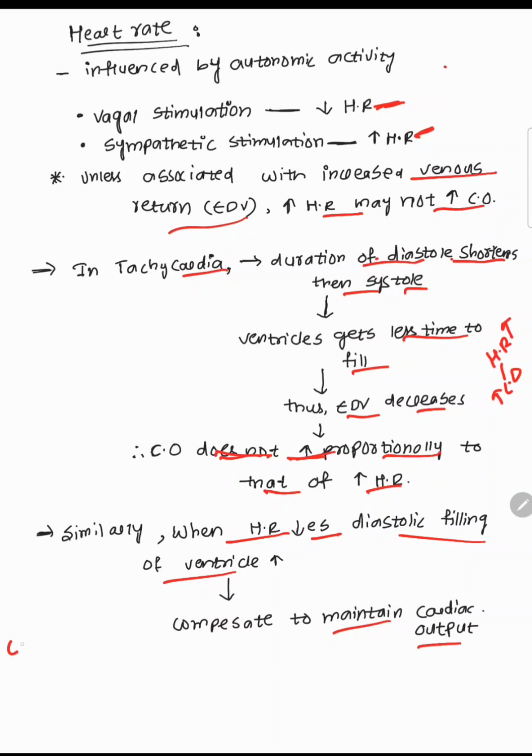See what we discussed: cardiac output is equal to stroke volume into heart rate, right? Stroke volume and its factors: preload, myocardial contractility, afterload. Heart rate is determined by vagal stimulation and sympathetic stimulation. So these are the factors affecting the cardiac output, and the definition of cardiac output. This is the LAQ asked in the examination. You have to explain by using a flowchart so that you can get good marks.